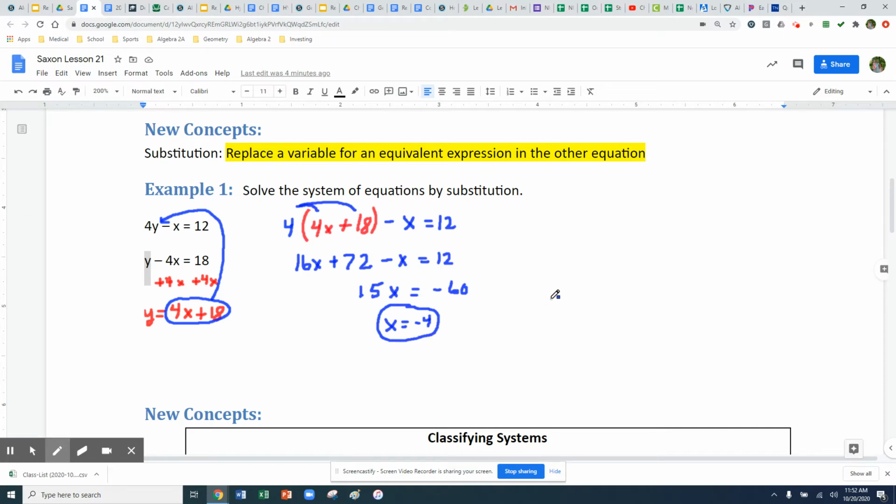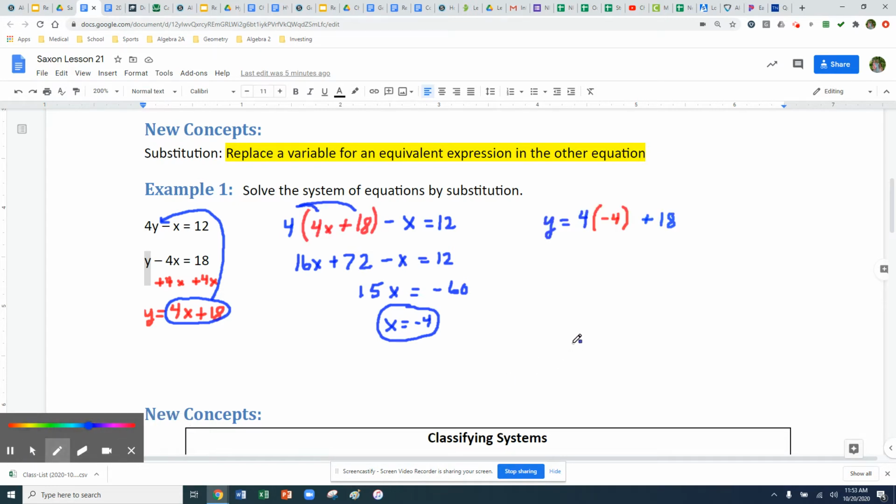Now we're ready to do our second substitution. Now we know that x is negative 4. We kind of know half of the variables in one of our equations. So we could use this equation, y equals 4x plus 18, and we can do our second substitution, put negative 4 in for x. So when I get back, that's what we'll see next.